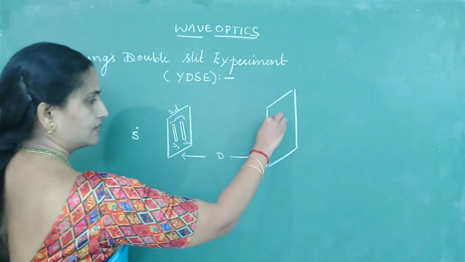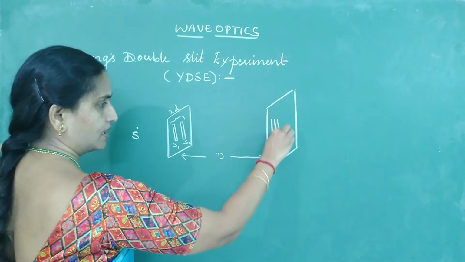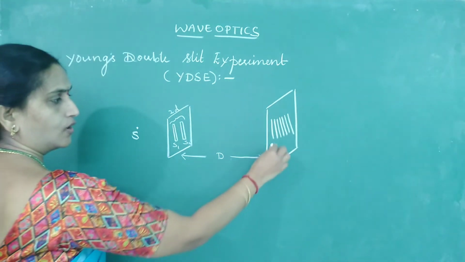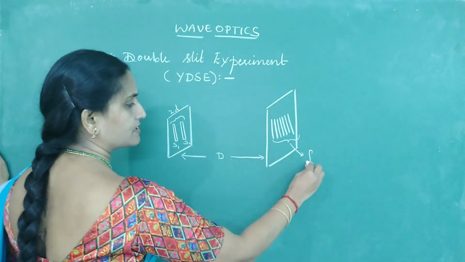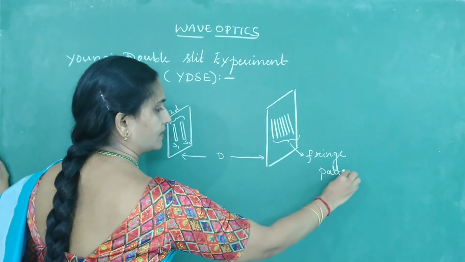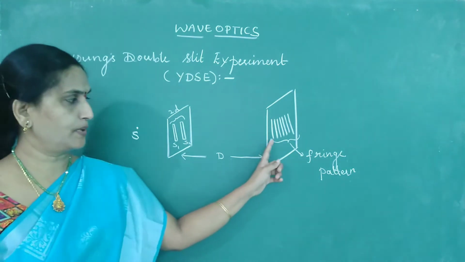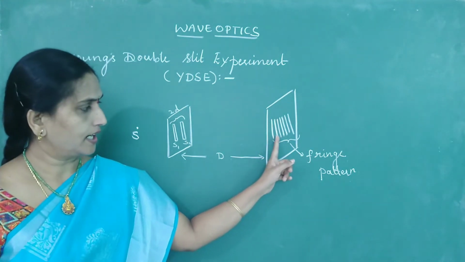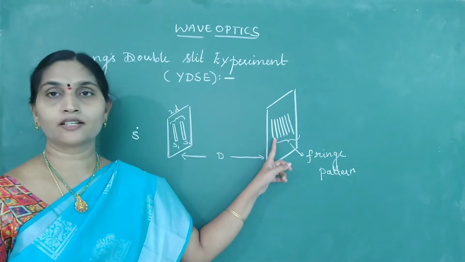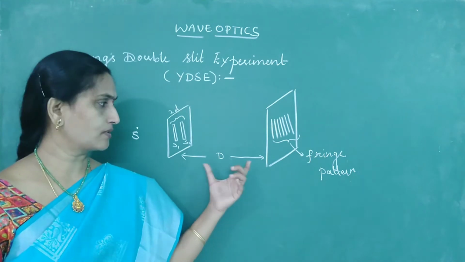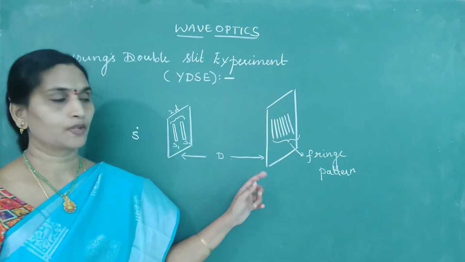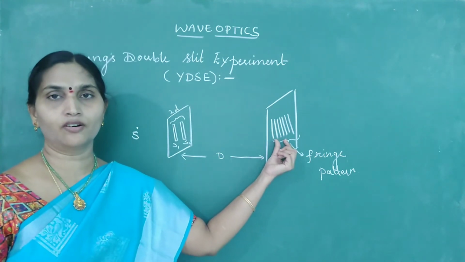Now on the screen, in a dark room, you can observe alternately arranged dark and bright bands. This pattern we call the fringe pattern. We get alternate dark and bright fringes. Bright fringe is because of constructive interference, and the dark region in between two bright regions is called a dark fringe, and that is because of destructive interference. So based on this experimental arrangement, we are going to find out the thickness of each fringe, the thickness of bright fringe as well as the thickness of dark fringe.